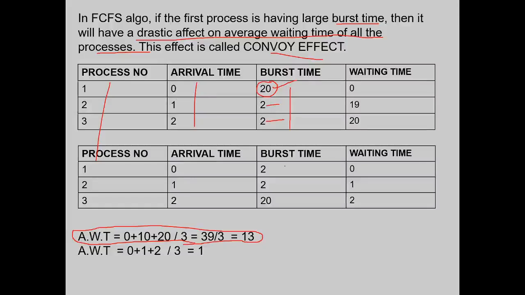Now, if you take the same example, but the first process burst time we have taken here at the end. So in such cases, there is a lower burst time first, which means the average waiting time you get is less, it is 1 unit. So when you compare these two, in the first case you will get average waiting time 13, in the second case you will get average waiting time 1. So this we call the convoy effect, because if the first process has more burst time, the waiting time of all other remaining processes increases.